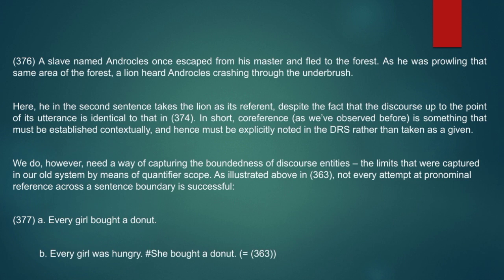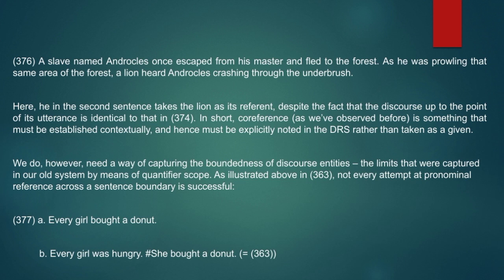In 376, a slave named Androcles once escaped from his master and fled to the forest. As he was prowling that same area of the forest, a lion heard Androcles crashing through the underbrush. Here, he in the second sentence takes the lion as its referent, despite the fact that the discourse up to the point of its utterance is identical to that in 374. So in short, coreference, as we've observed before, is something that must be established contextually and hence must be explicitly noted in the DRS rather than taken as a given.